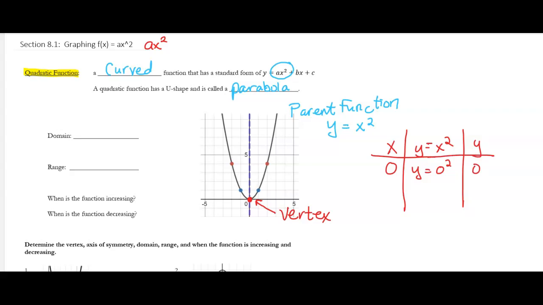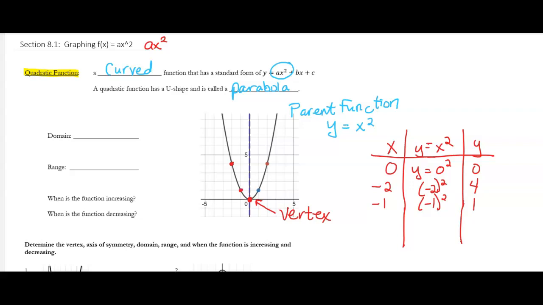And whenever you find the vertex, you're always going to plug in 2 points to the left and 2 points to the right. So I'm going to plug in a -2, and so I get -2 squared, and a -2 times a -2 is +4. So that's where this point comes from. And then I plug in a -1, and so that's -1 squared. -1 times -1 is +1, so that's where this point on the left comes from.